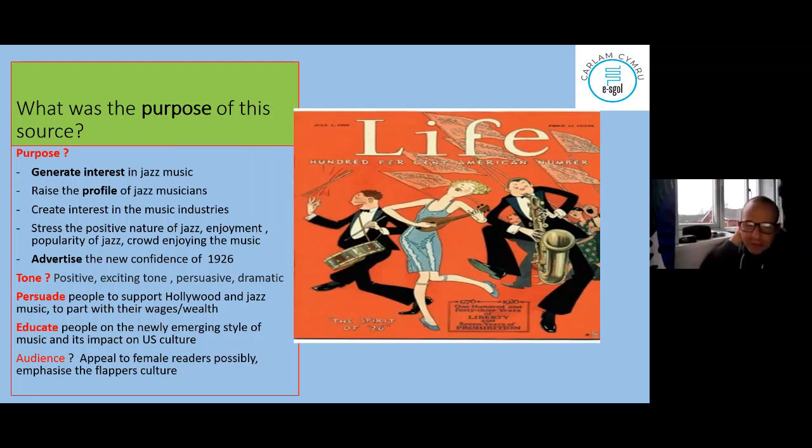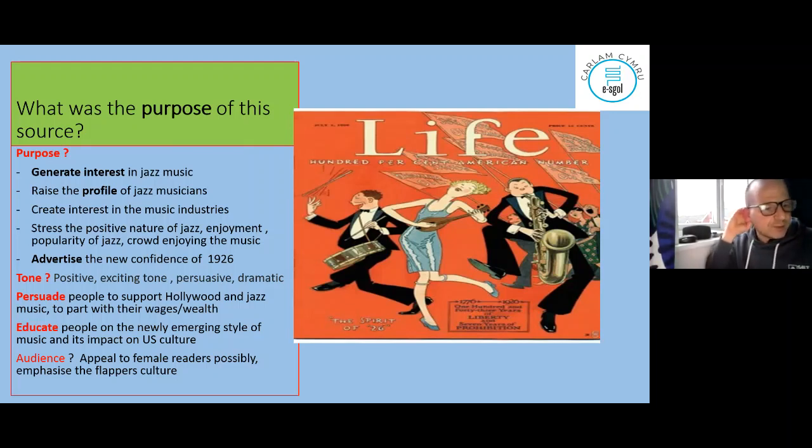Maybe the purpose is to show it's very positive, trying to show an exciting tone in there. Perhaps it's trying to show a very persuasive tone for American people. A very dramatic sense comes through this source. Of course, it's trying to persuade people to support Hollywood and jazz music, and of course, to part with their hard-earned wages and their wealth. Whether that's parting with their money to pay to go to jazz clubs or pay for a radio or buy the flapper kind of clothing, as seen in the central image of the source. Maybe it's to part with their money to buy a new Life magazine, maybe.